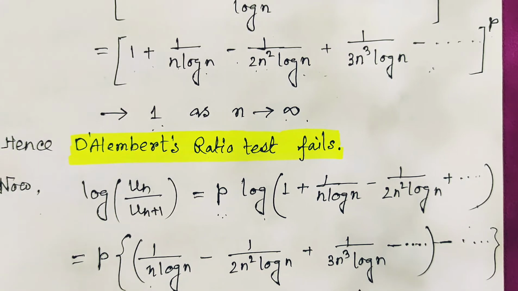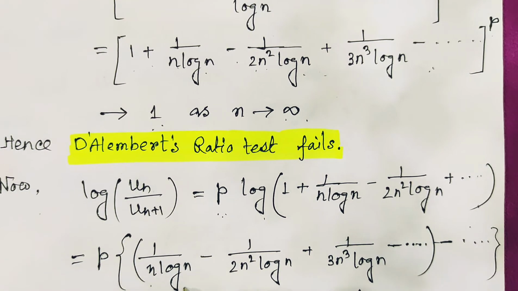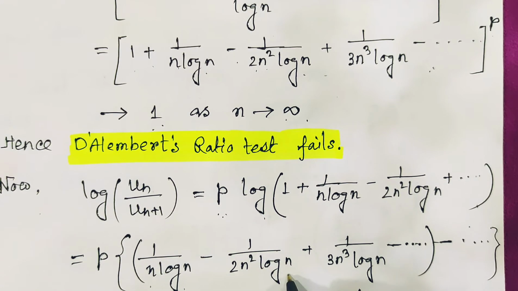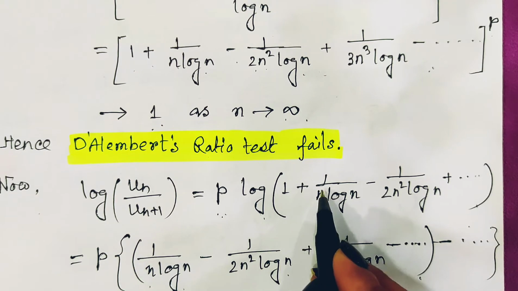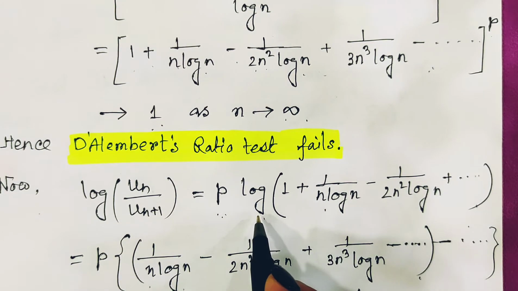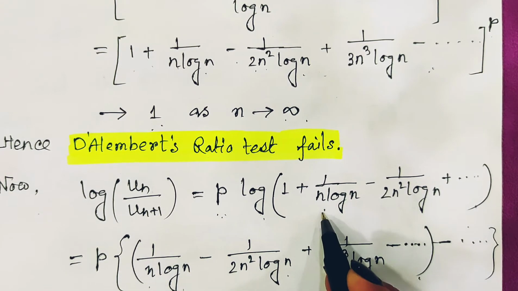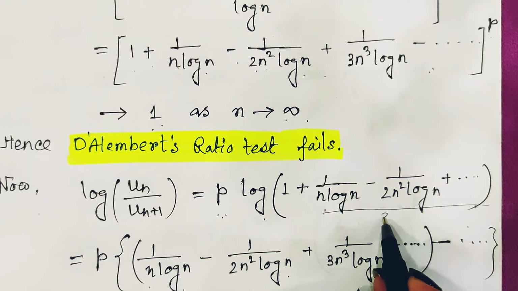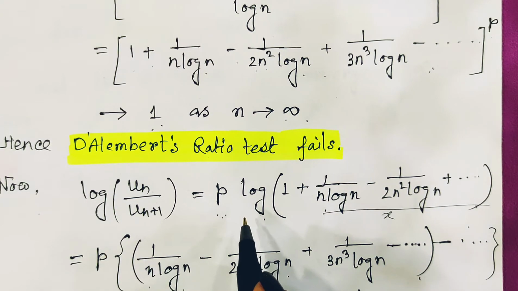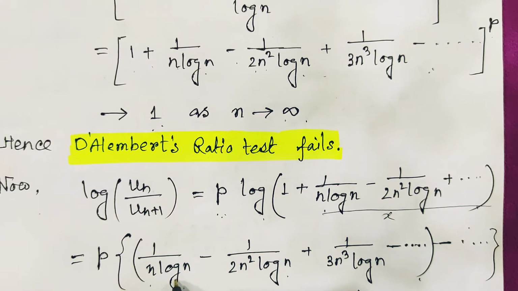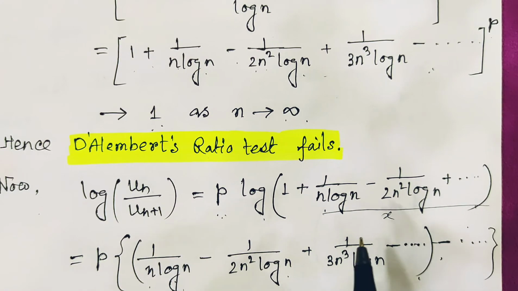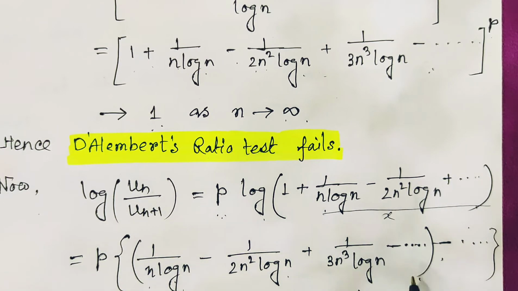So that one is equals to p into log of, here just look at this one. So it is 1 by n log n minus 1 by 2n square log n, like this one. Just think of 1 as the first term and plus the entire thing as x, so that we can assume log 1 plus x. This entire portion if we can assume as x, then the actual series is log of 1 plus x. So what is the formula for log of 1 plus x for expansion? It is x then minus of 1 x square by 2, like this. So we just expand accordingly.